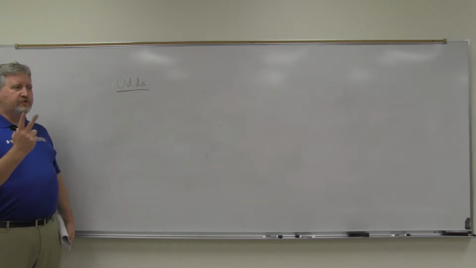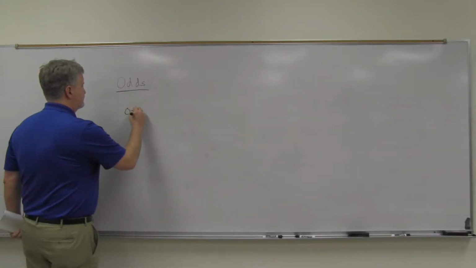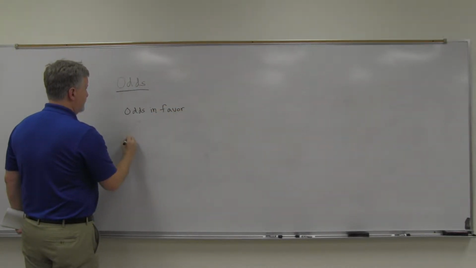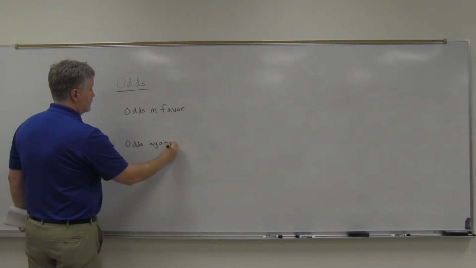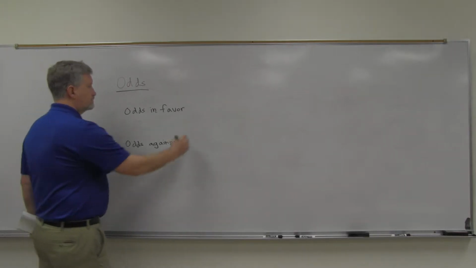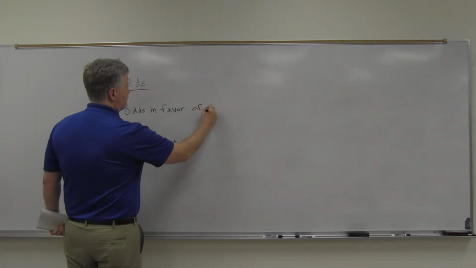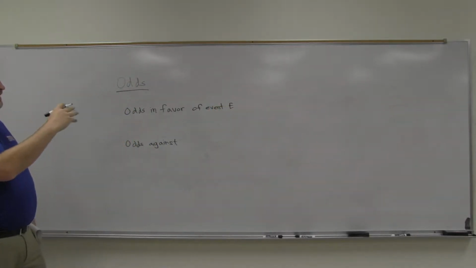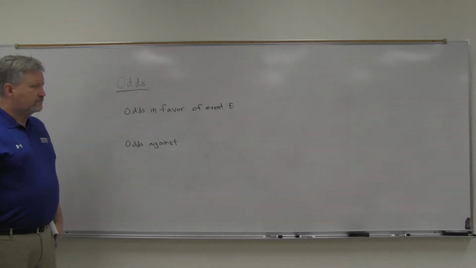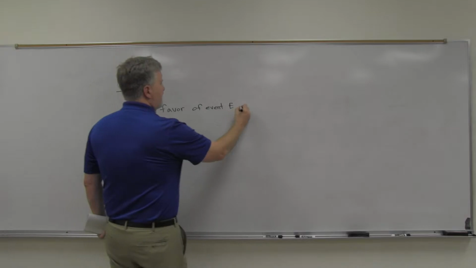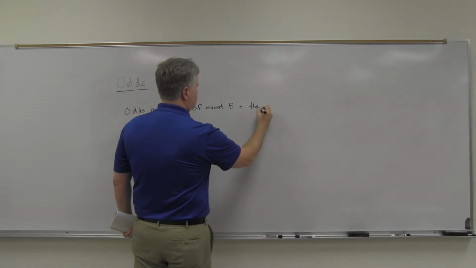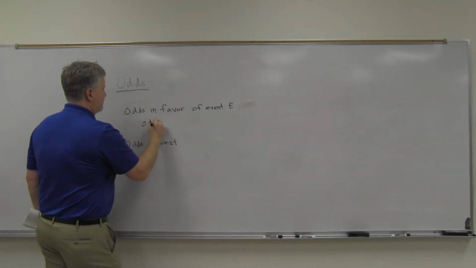Actually, there's two kinds of odds. There's odds in favor, and then there's odds against. So let me just give you the definition here. So the odds in favor of event E. Here's what that is. What you do is you put the number, let's just do that here. So odds in favor.